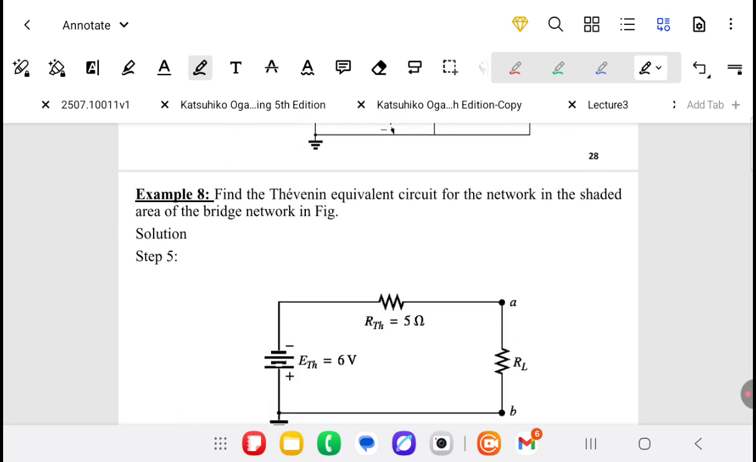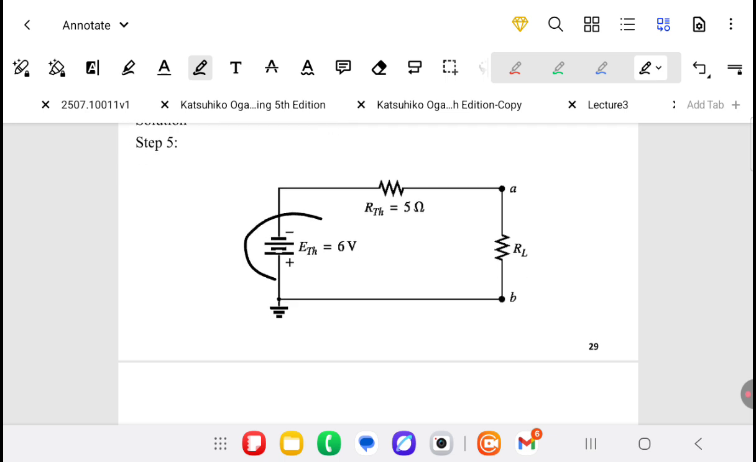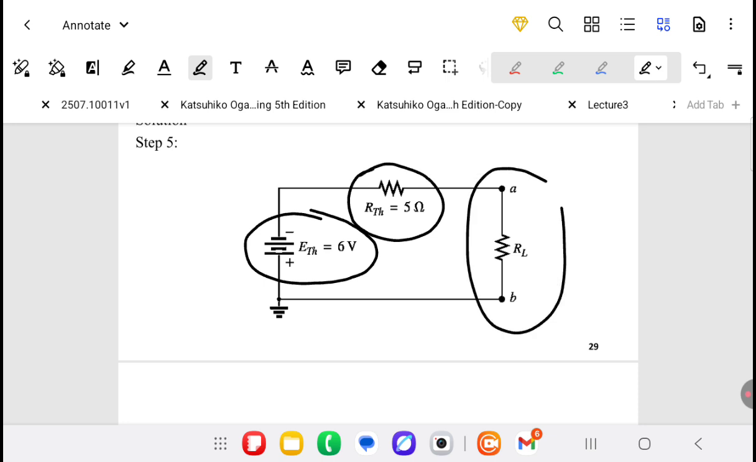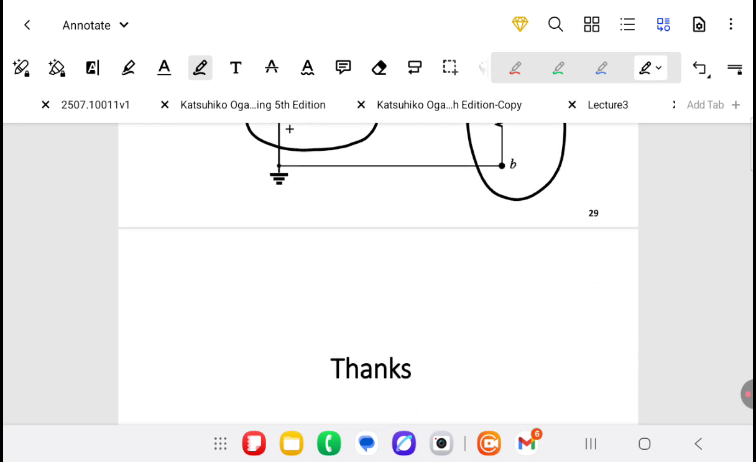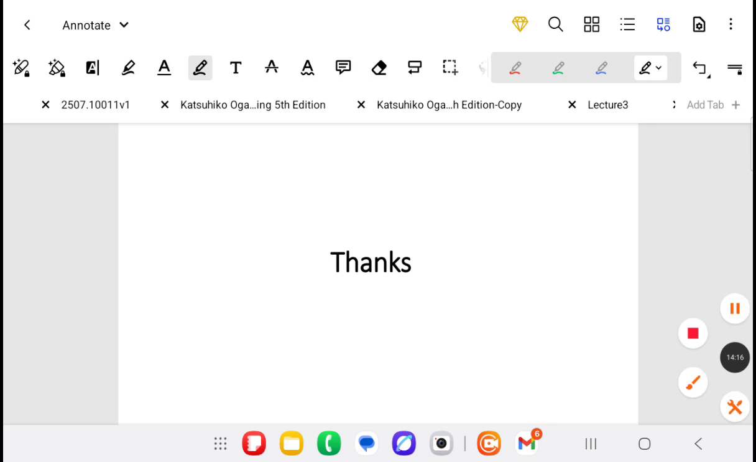We now can obtain the Thevenin equivalent by connecting E Thevenin, which is 6 volt, with R Thevenin 5 ohm, and then we return back the load resistance. We have finished for now. See you in the next lecture.